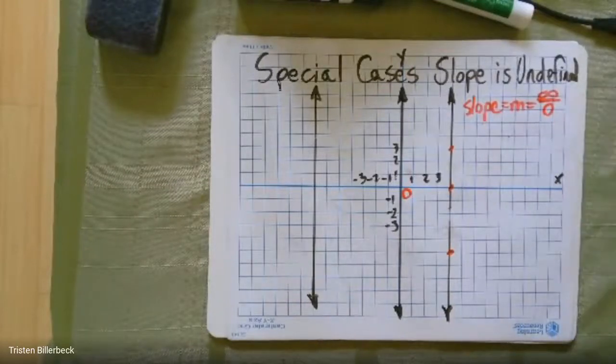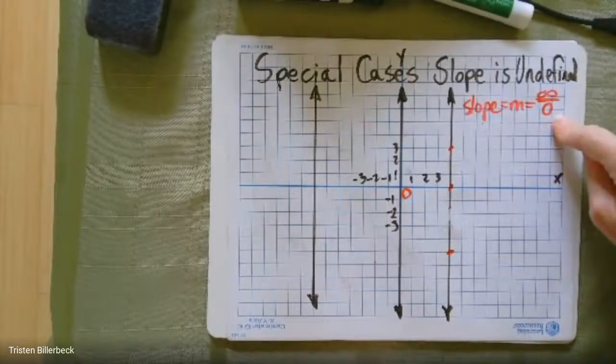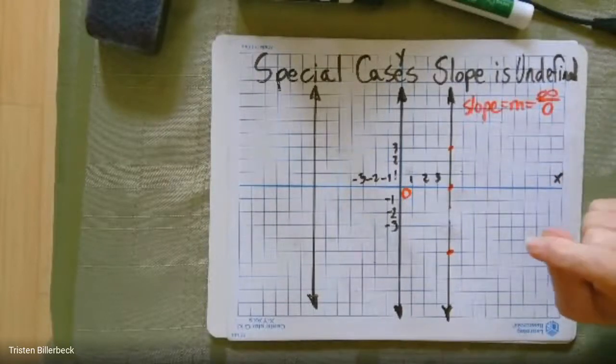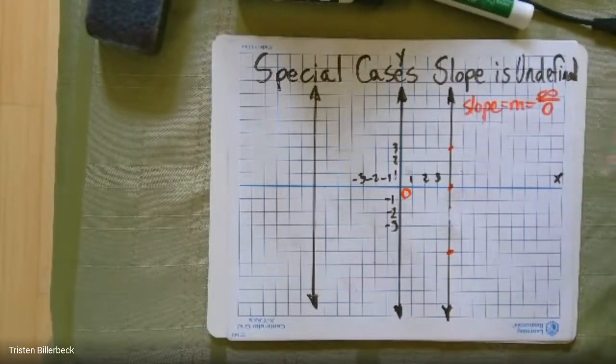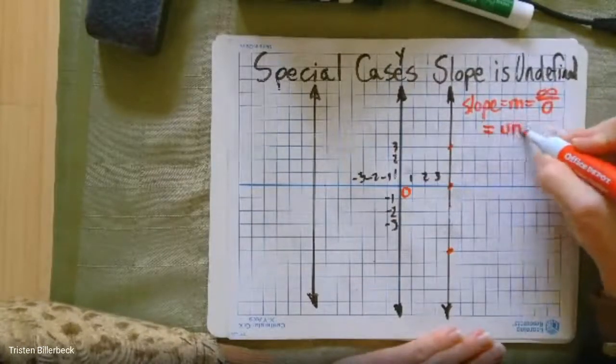Who remembers what it means to have a 0 in the denominator? Can we have a 0 in the denominator? No, this is the one where I told you if you have a 0 in the denominator, you cannot divide by 0. That creates this little vortex and you get sucked into the black hole of mathematics. So you cannot divide by 0. So this is undefined.